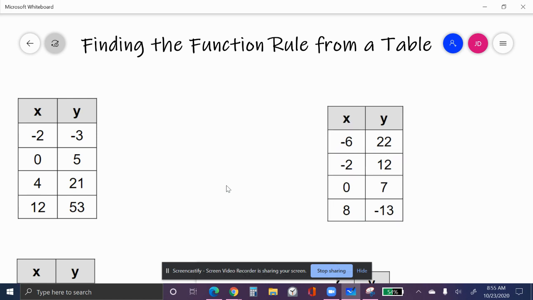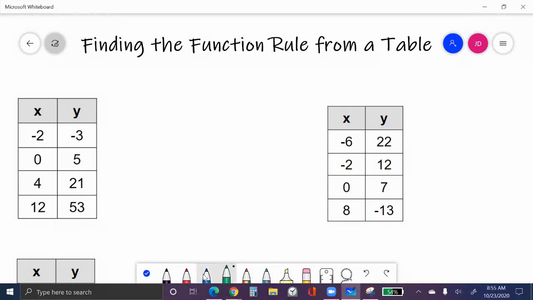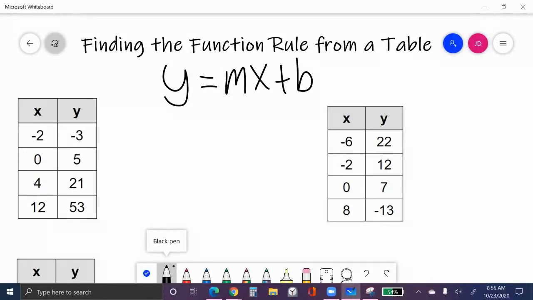In today's video, we're going to be finding the function rule from a table. More specifically, we're going to find the function rule in slope-intercept form. If we remember what slope-intercept form is, it is y equals mx plus b, where m is the slope. It's the rise over run, the change in y values over the change in x values. The b is the y-intercept, where the line hits the y-axis. And you can sometimes tell where the y-intercept is in a table.